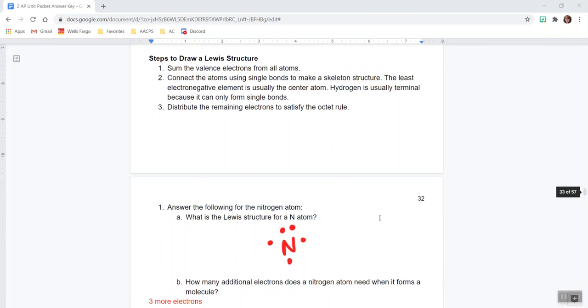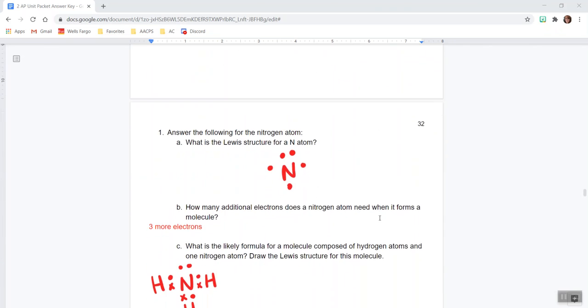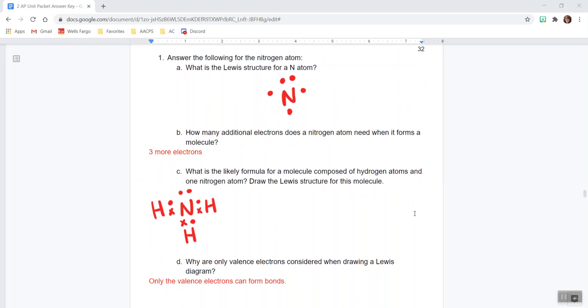So the first question here is, what is the Lewis structure for a nitrogen atom? The electron configuration for nitrogen gives us 5 valence electrons. Remember that there's a pattern. You go top, right, bottom, left, top, right, bottom, left. So we fill it in that way because that's how electrons fill in the energy levels of the atom.